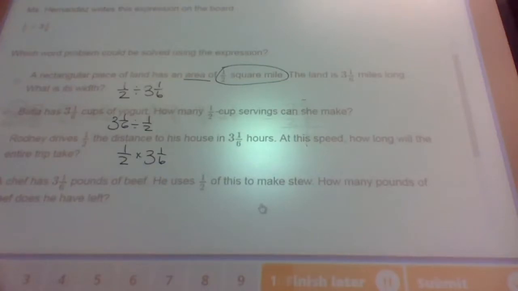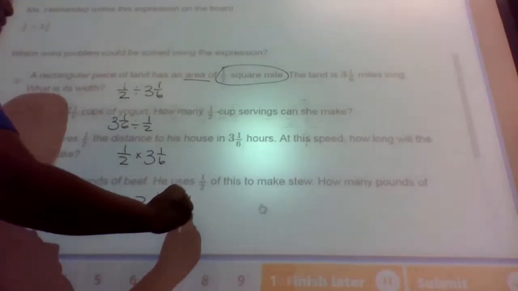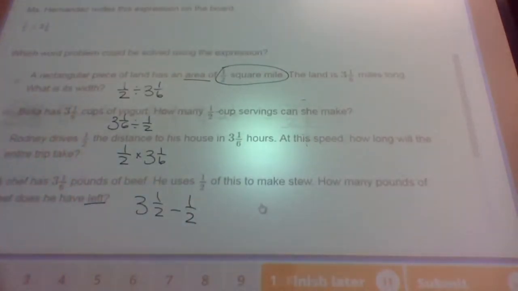A chef has 3 1/6 pounds of beef. He uses a half to make stew. How many does he have left? Have left means what? Subtract. So this would be your answer.